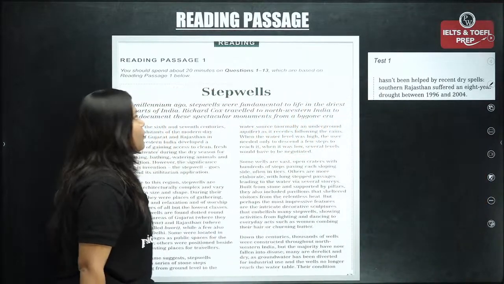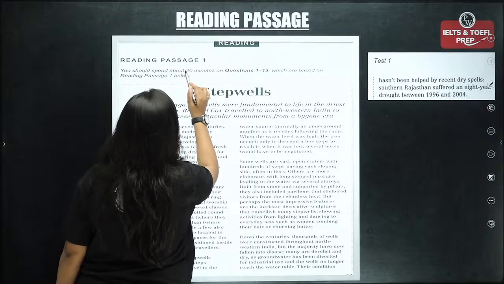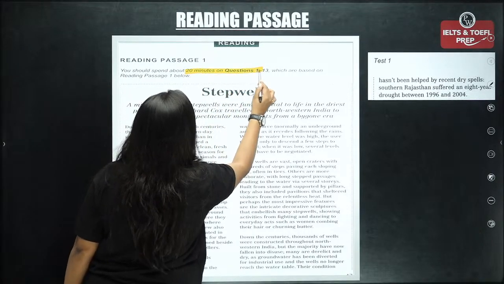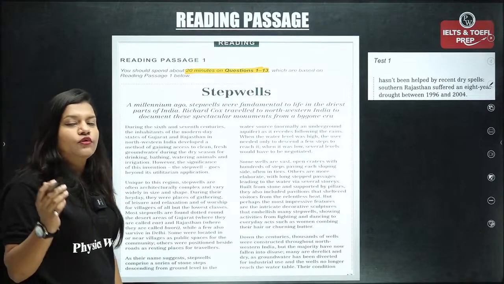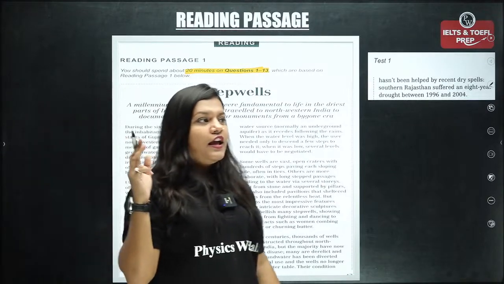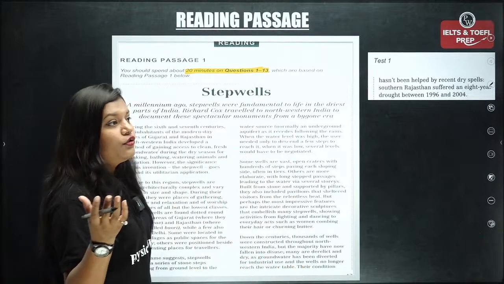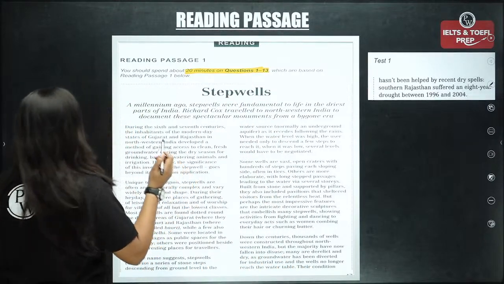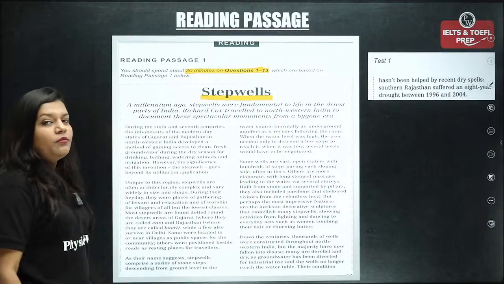Now first, reading passage 1, you should spend about 20 minutes on questions 1 to 13, which are based on reading passage 1 below. You're going to be getting 3 passages, and if you allocate 20 minutes to each, it's going to be good for you to solve it. First of all, the topic is step wells. What is a step well? We're going to be knowing it.